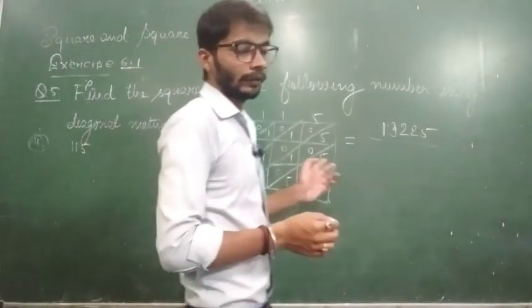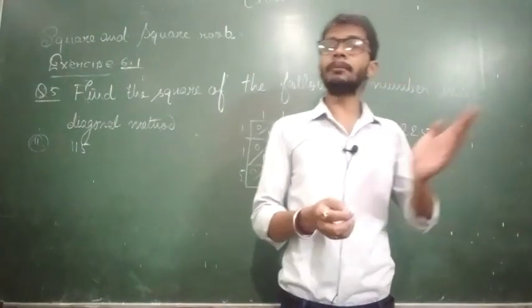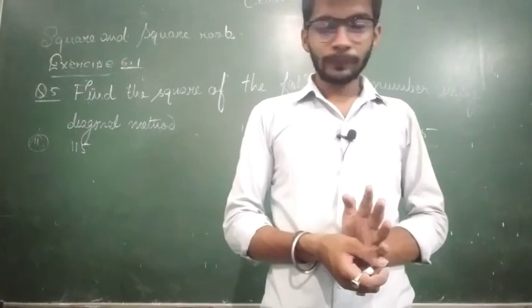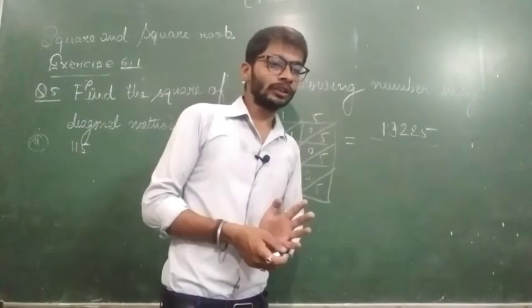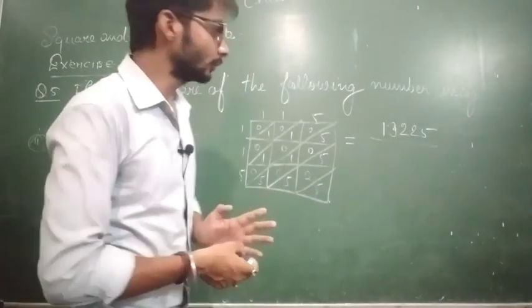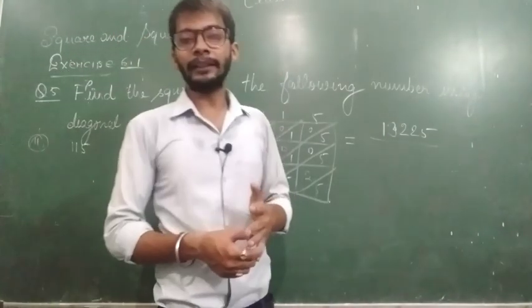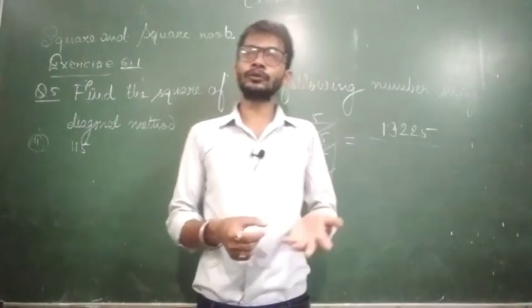So in this way we can find the square of a 3 digit number by the diagonal method. Solve the questions of this exercise using these methods and this video, and hopefully this video will be helpful for you to solve exercise 6.1.